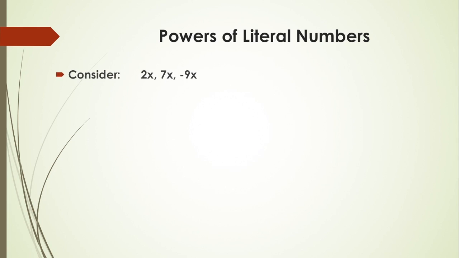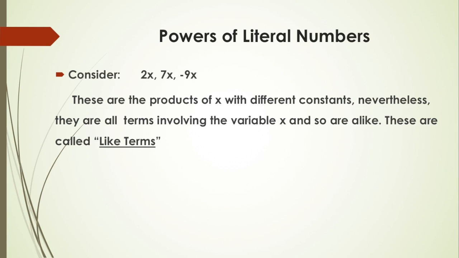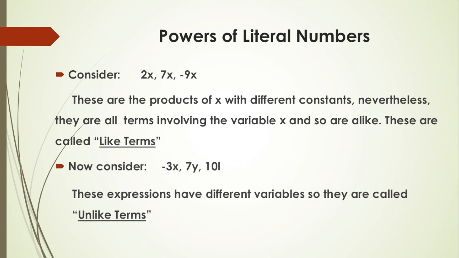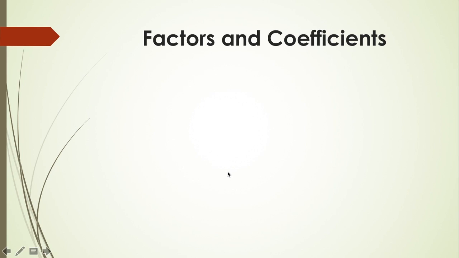Consider 2x, 7x, -9x. These are the products of x with different kinds of constants. Nevertheless, they are all terms involving the variable x, and so they're all alike and we call them like terms. Now consider -3x, 7y, and 10l. These expressions have different variables, x, y, l, so they're called unlike terms.